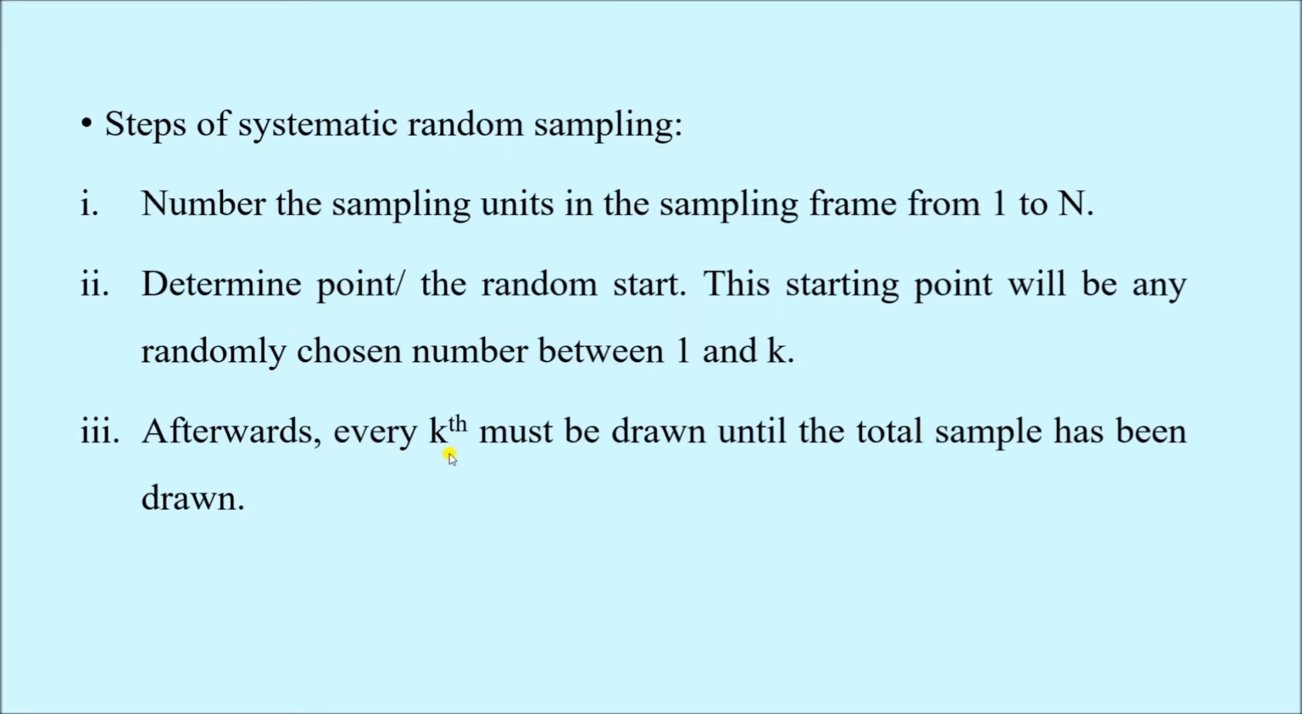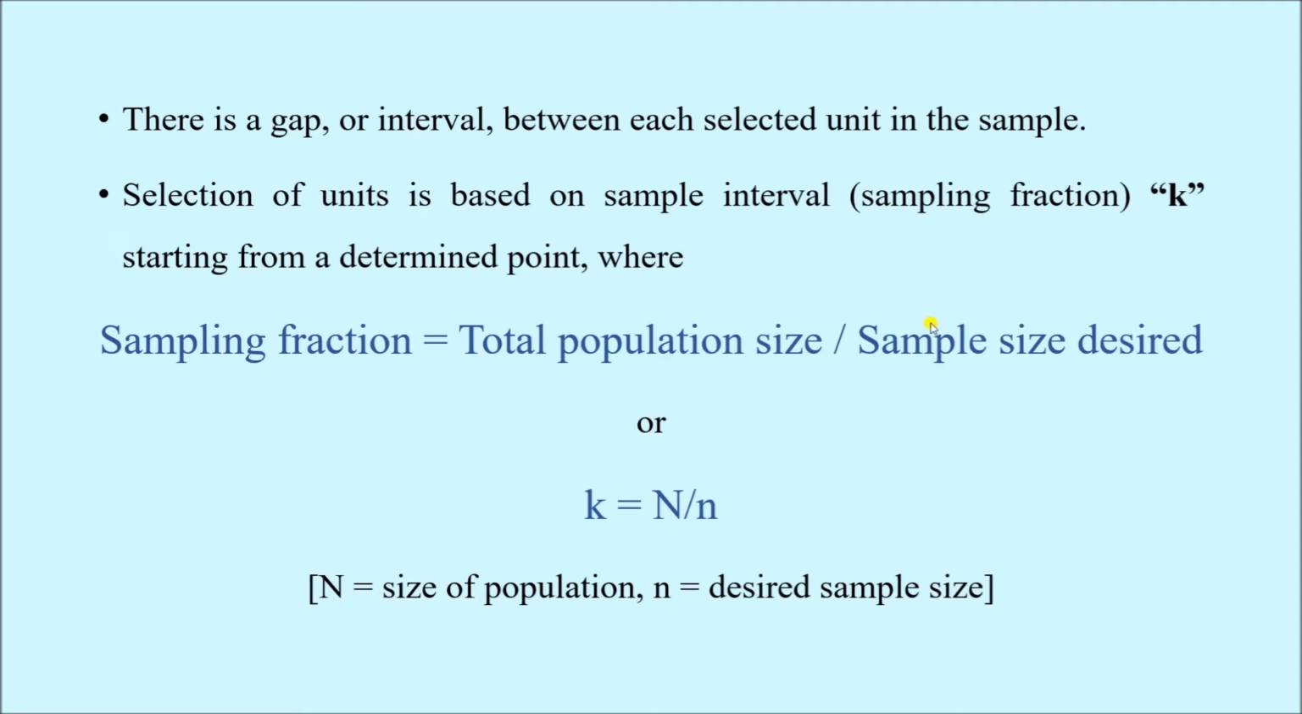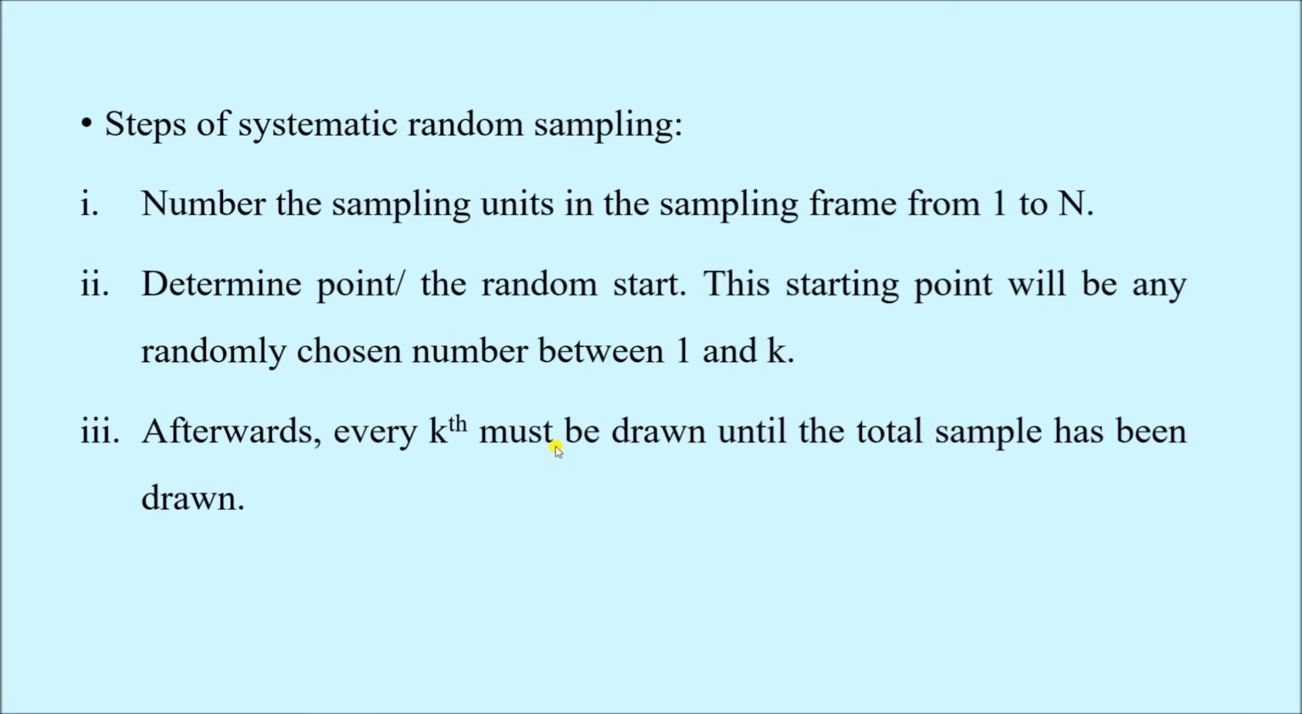After that, every kth value must be drawn until the total samples have been drawn. So after selecting the first sample, we have to add the kth value. Again, we know what k is. This value has to be added to get the next sample. And then we add the k value again to get the next sample. And this procedure will be continued until the desired number of samples have been obtained.